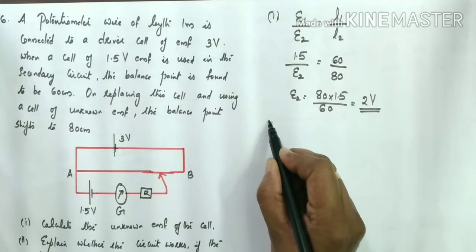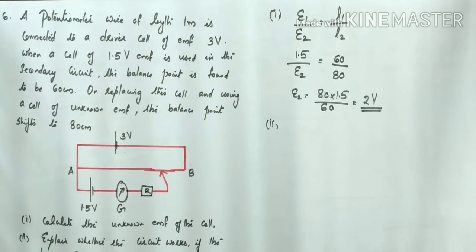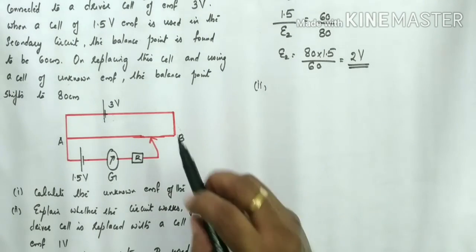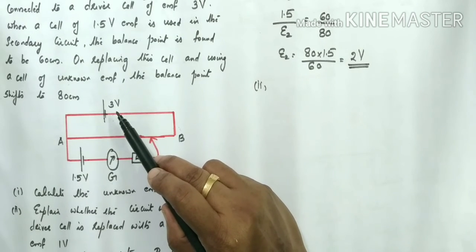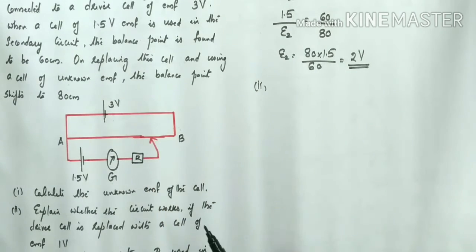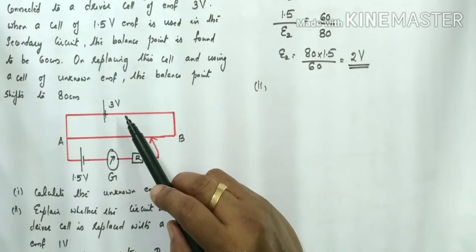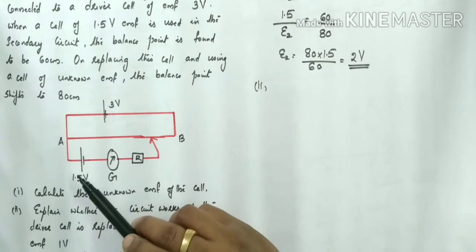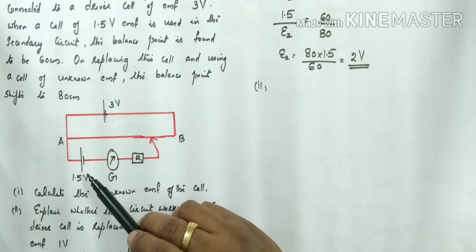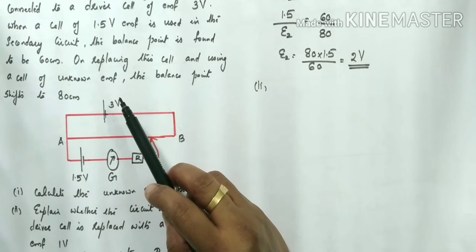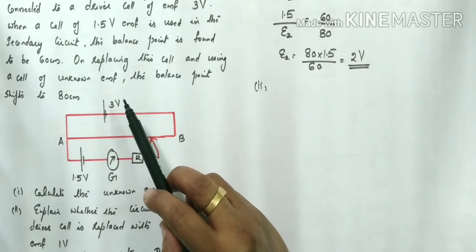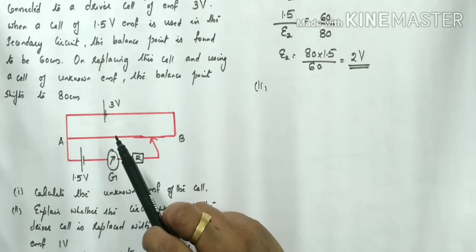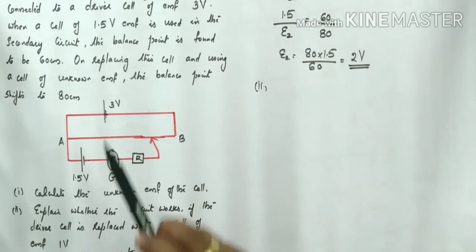Now, the second one. Explain whether the circuit works if the driver cell is replaced by a cell of EMF 1 volt. So, the driver cell is connected in the primary. If its voltage is 1 volt, does the circuit work? That is the question. The driver cell voltage should always be greater than the voltage or EMF connected in the secondary, because this driver cell provides current for the actual working of the potentiometer, and hence its voltage should be greater than the EMF connected in the secondary. So, if it is 1 volt, does it work?